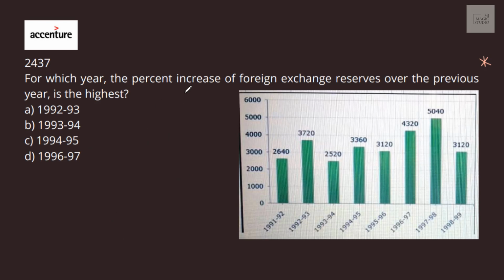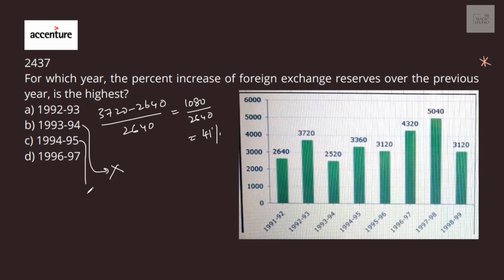For which year is the percent increase of foreign exchange reserves over the previous year the highest? So let's go option wise. 92, 93, it should be 3720 minus 2640. The previous year needs to be taken into consideration, divided by 2640. That is 1080 by 2640. In percentage, it would come around at 41%. Done. 93, 94, we can see that there is no increase, but it is decreased from the previous year, not to be accounted for.